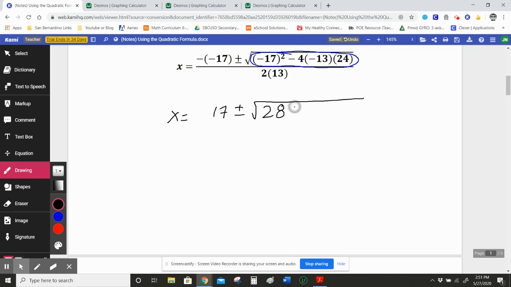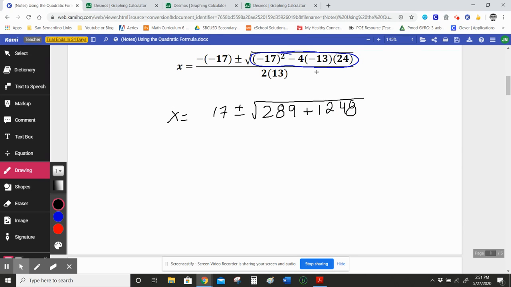So 289. And then we're going to subtract, in this case, or actually maybe not subtract, because we have a negative 4 multiplied by negative 13, right? So negative times a negative is a positive. So that'll give me a positive 52. And then I multiply that by 24 again. So now we got to do times 24. And when I multiply this times this times this, I get positive 1,248.